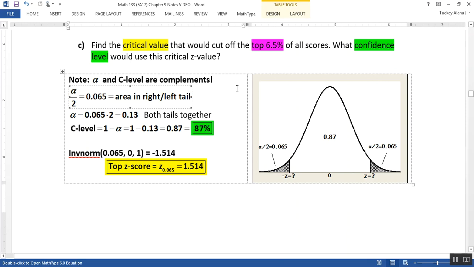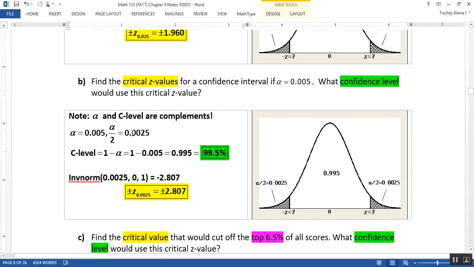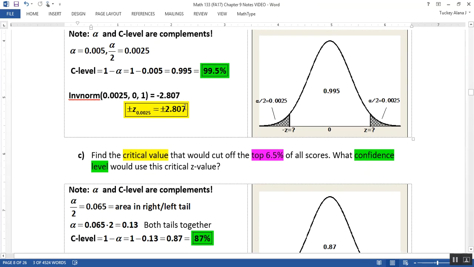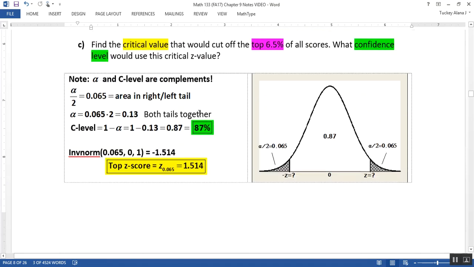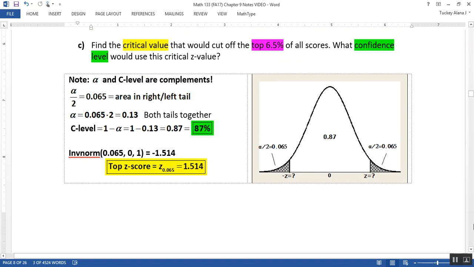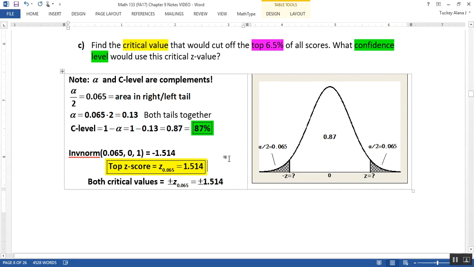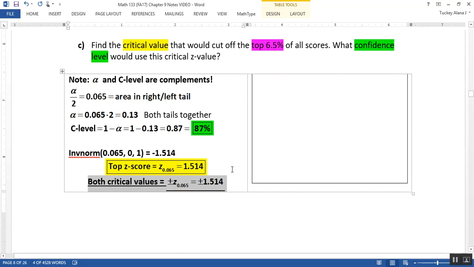Now, if they said the bottom 6.5%, that would be negative 1.54. So you have to kind of look at the problem and see which context they're giving. Now, if they ask for both values, like they did here, critical Z values, plural, then you just give both of them plus or minus. Which, quite frankly, that's what we're going to do more often than anything else. So there they are, just in case I ever ask for them. If I want both critical values, it's plus or minus 1.514.